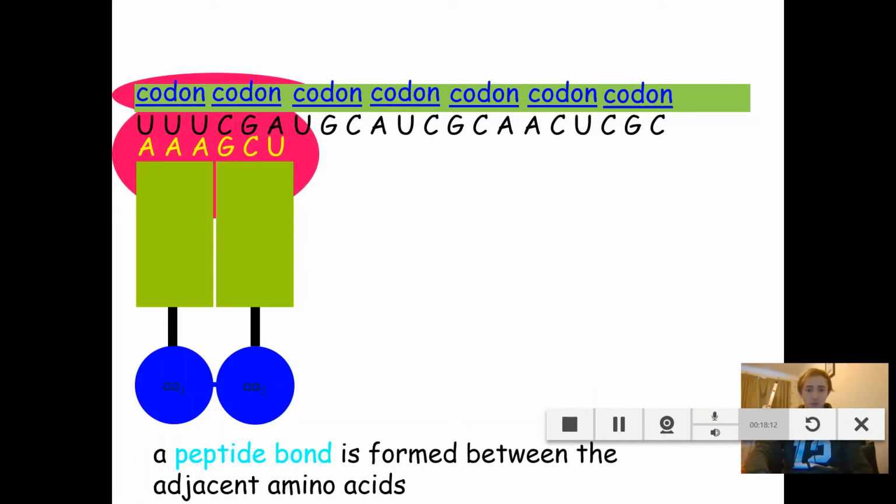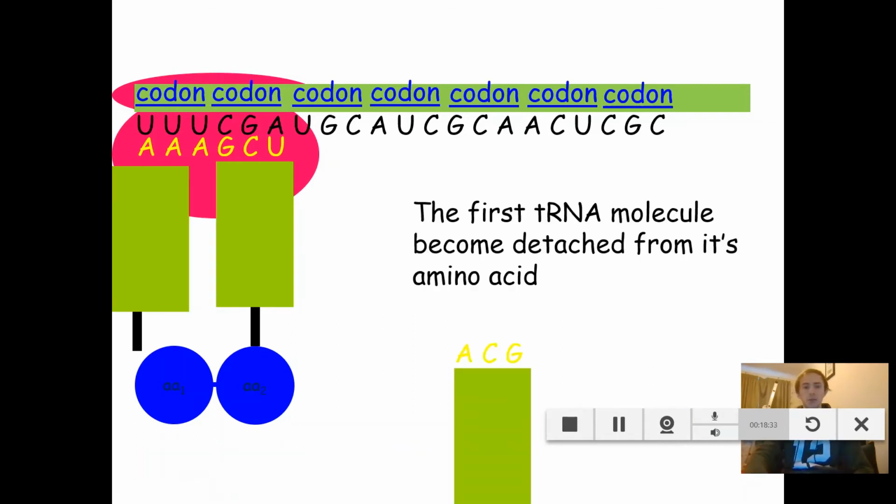Then we have a peptide bond is formed. This little blue line is what it represents there between the adjacent amino acids. And this is attaching the amino acids together because our aim is to create a polypeptide chain, eventually a protein, which we know is just a chain of amino acids. Then we have the same thing again. The first tRNA molecule has to become detached from its amino acid. That's the next point.